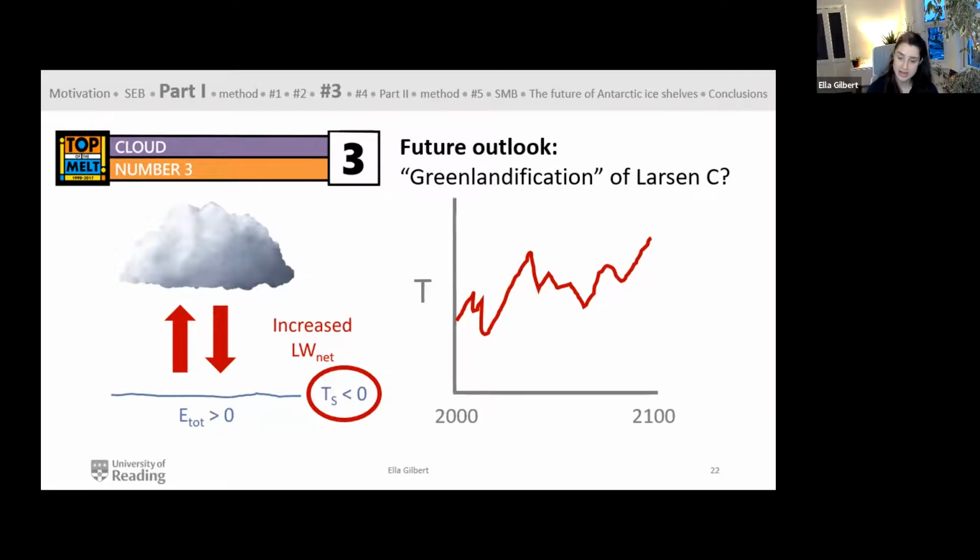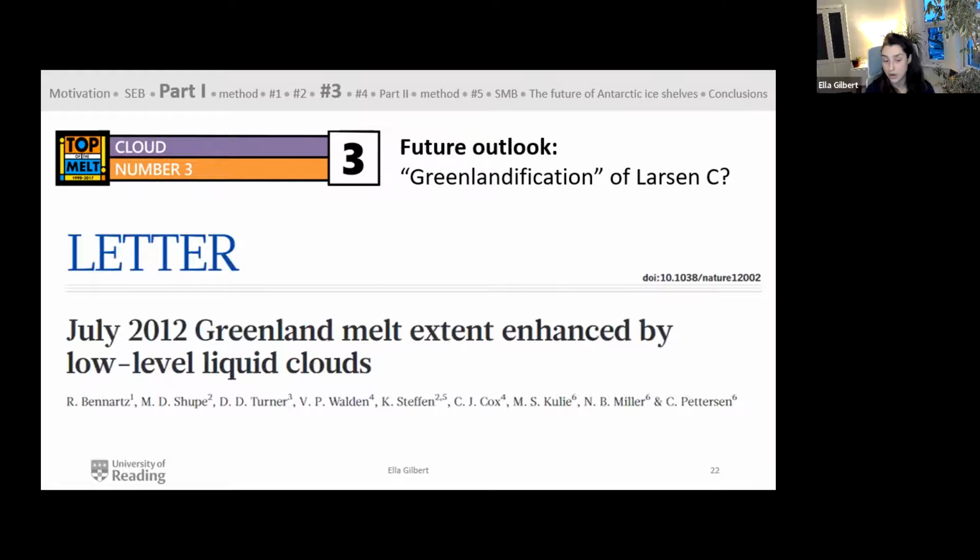Now on Larsen C in spring or autumn, temperatures hover around about 0 but below. So in March, April, May, the average temperature is -1.1 degrees C. So if projected temperature trends continue, we're likely to see more cloud-mediated melting in those shoulder seasons. I've called that the Greenlandification of Larsen C, because we've seen that quite a lot in Greenland, where very thin but extensive low-level liquid clouds can trigger melting events of several days at a time. And this is what happened in 2012.